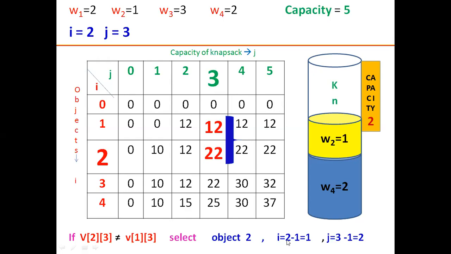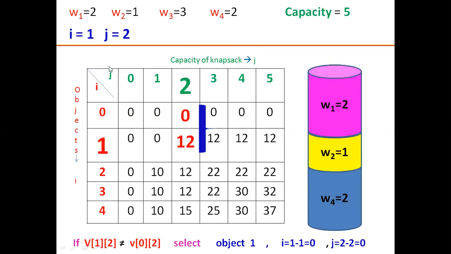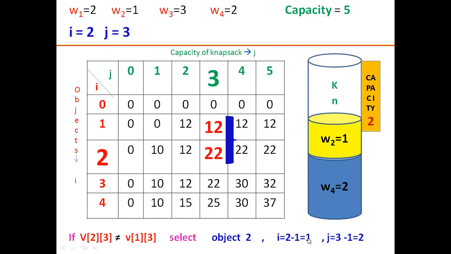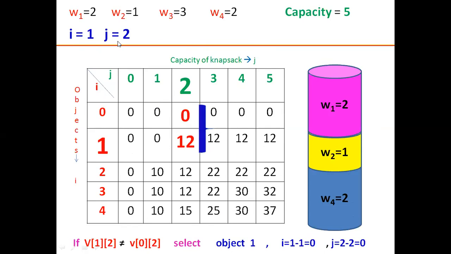Whether the object is selected or not, reduce the number of objects by 1. So the remaining object is 1. The object is added here, so capacity will be reduced by the weight of that object. Earlier capacity was 3. So now it becomes 3 minus 1, that is 2, because W2 with weight 1 is added here. So the remaining capacity is now 2. By this time we have selected 2 objects, W4 and W2. So next, i is 1 and j is 2 here. So now i is 1, j is 2.